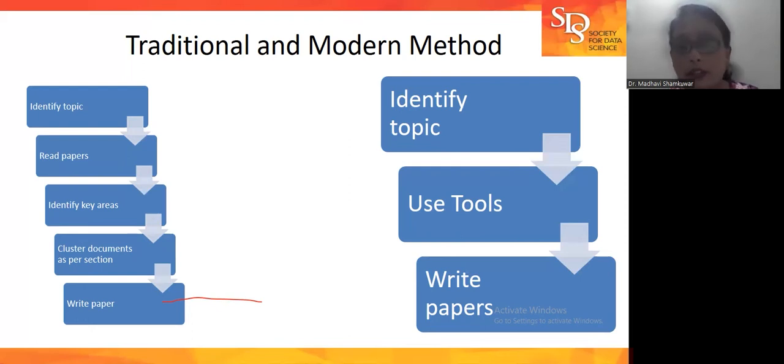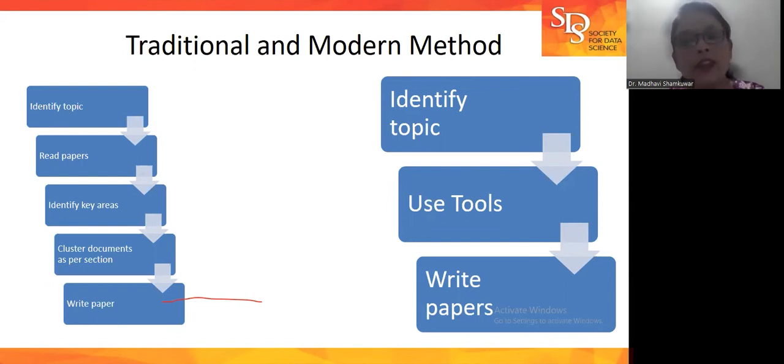We try to cluster the documents as per the section. So suppose we are looking at smart agriculture. Suppose this is the topic we are looking for, and smart agriculture or precision agriculture are the topics. But we are not aware which algorithm is being used to make agriculture smart, or which are the various electronic devices which make any agricultural process a smart process. So what we do is identify these key areas and then cluster them.